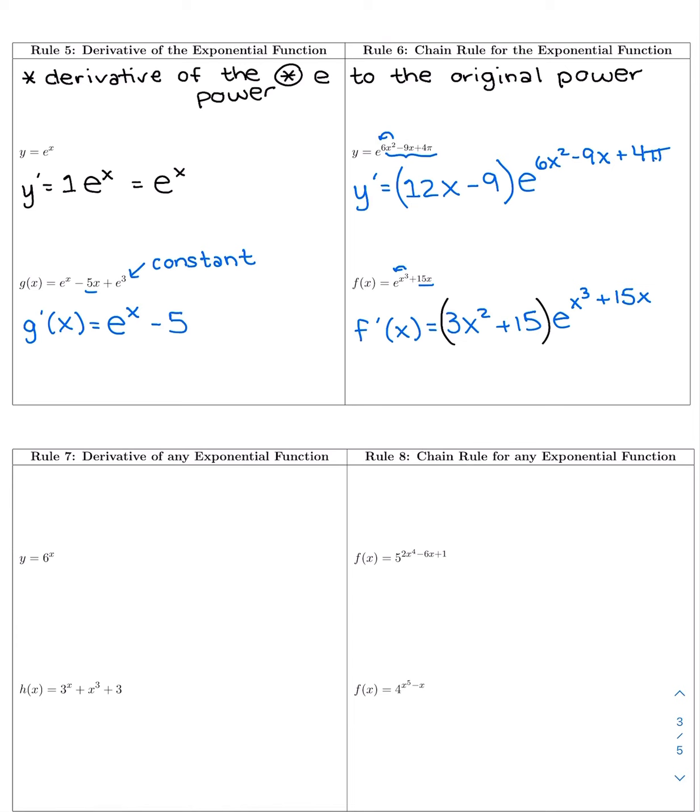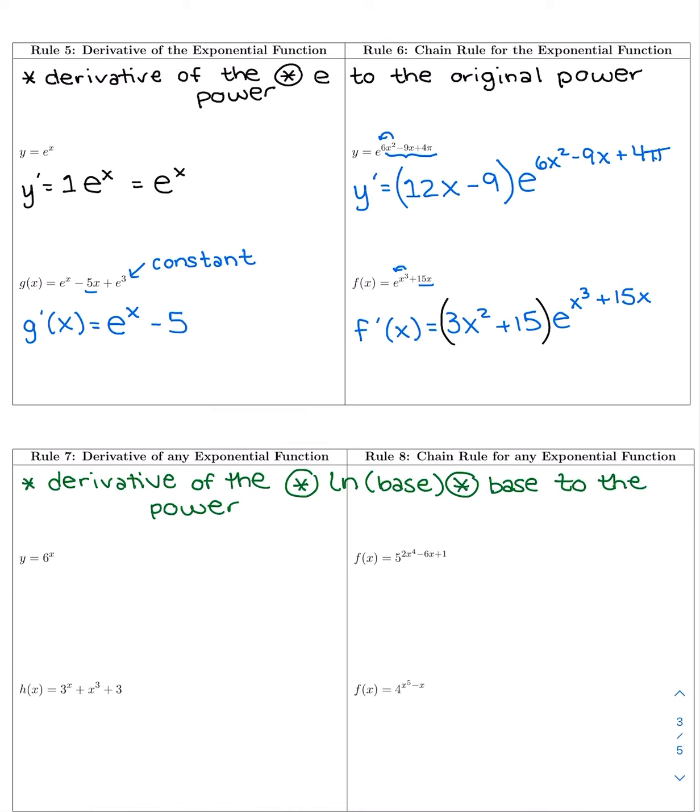This is very similar to if you have a base outside of base e. So if we have any other base, we're going to do almost this exact same rule. We're going to start with the derivative of the power, just like the one above here, whether it's base e or a different number. The difference here is we're going to multiply it by the ln of our base before we multiply it by the base to the original power.